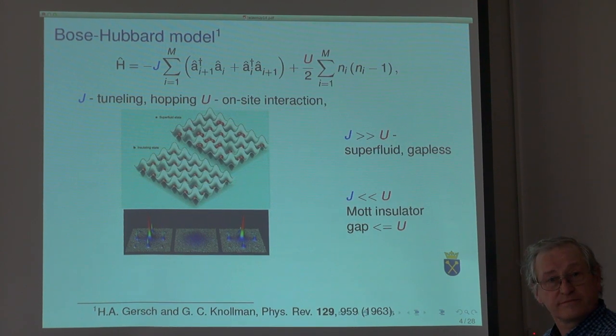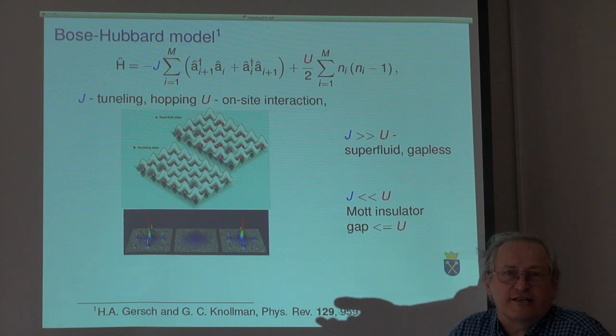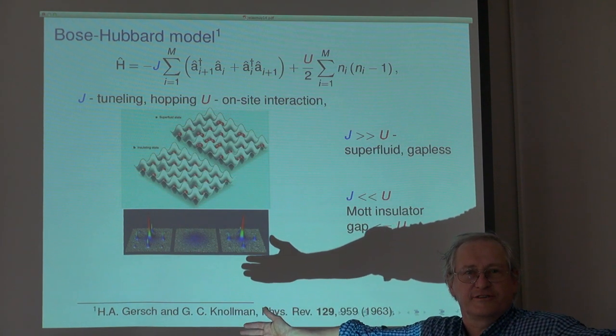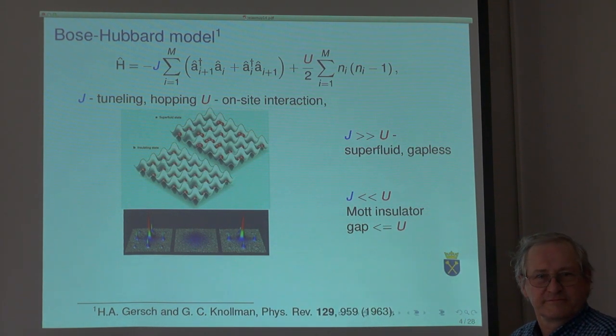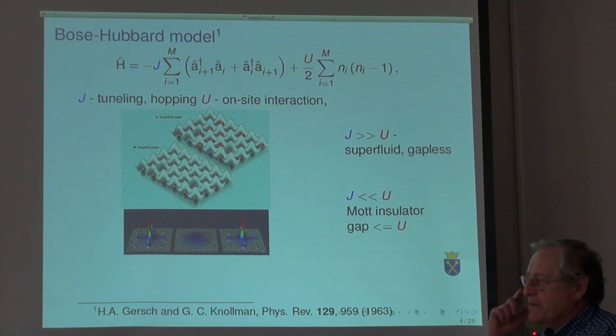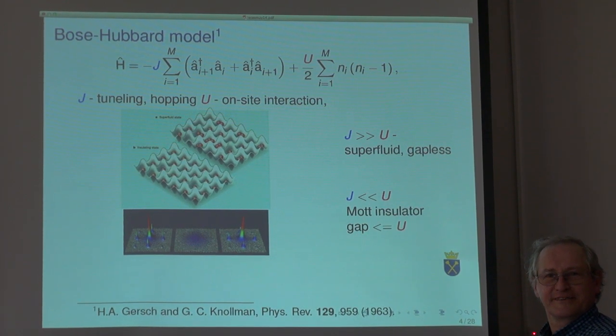Isn't that too much to call it superfluid? Because if U is equal to zero, this is just a free particle. Why do you call it that? Because it is totally coherent. The coherence length is infinite. Nowadays it's fashionable to call a free particle superfluid. Yes, to some extent.